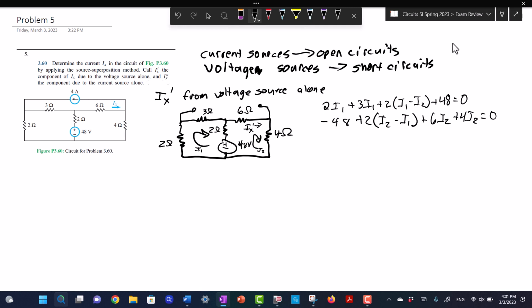And from the top one, I get 7I1 minus 2I2 equals negative 48. And on the bottom one, I get minus 2I1 plus 12I2 equals positive 48.